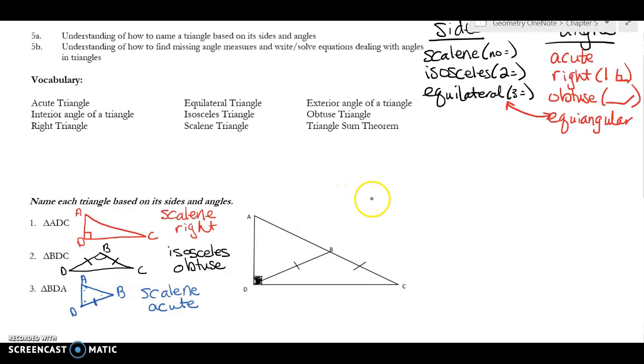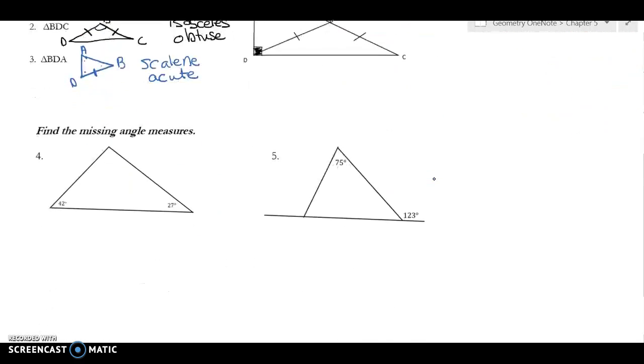Okay. The next thing is triangle sum. The rule is that the 3 angles, so if this is 100 and this is 50, this has to be 30. The 3 angles of a triangle equal 180, and that's the rule. So you have to remember angles equal 180. So we have 2 examples to do down here.